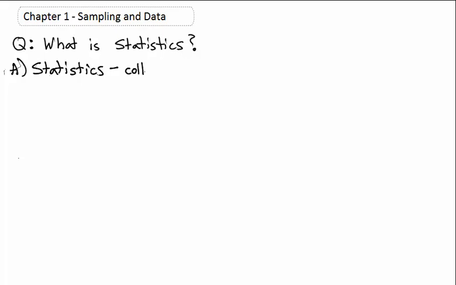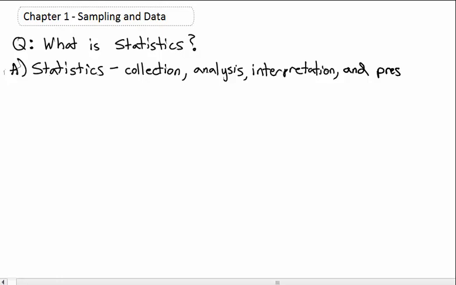Statistics is basically the collection, analysis, interpretation, presentation of data. And we're going to get to do a lot of this throughout the course. Just a really basic, simple example to set this up, though.